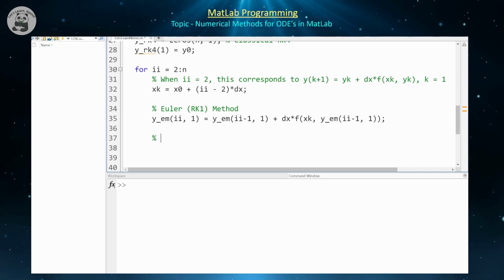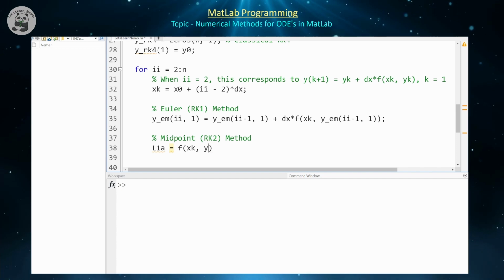So the next method that we want is the midpoint, which is a particular type of RK2 method. So this is going to have an L1 and L2. Some people call it K1 and K2. So L1, and I'm going to use L1A because we're going to have an L1, 2, 3, 4 for RK4 as well, and I don't want those L's to conflict with each other. So I'm going to call this L1A. You can call it L1 midpoint if you want to do that as well. So this is going to be equal to f of xk and the old y value for the midpoint method, so YMM(II minus 1, 1).